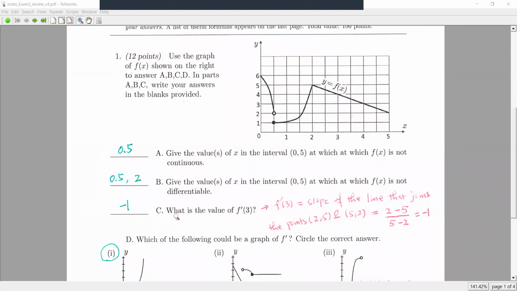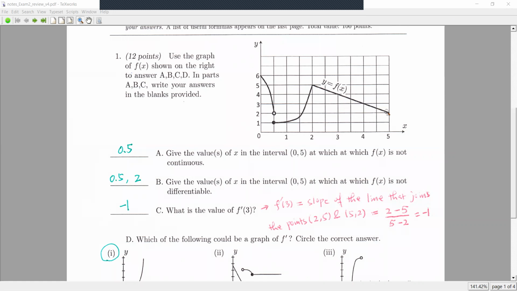Question C. What is the value of the derivative at 3? The derivative at 3 is the slope of the tangent line at this point. The tangent line at this point is this line. About this line, we know at least two points on it. One is this point. X coordinate is 2. Y coordinate is 5. The other point is this point. X coordinate is 5. Y coordinate is 2.